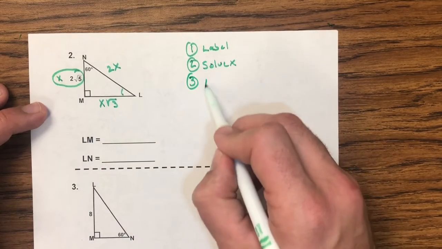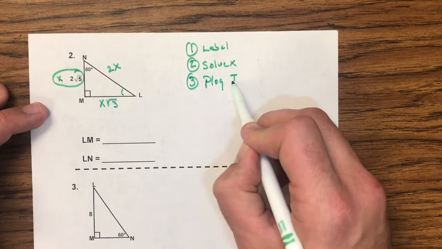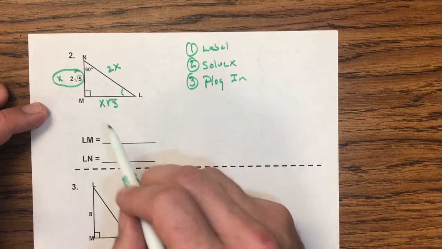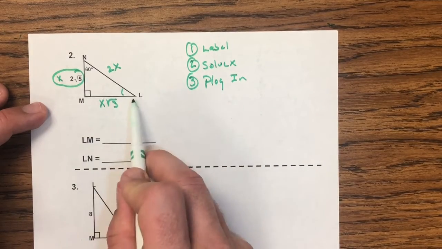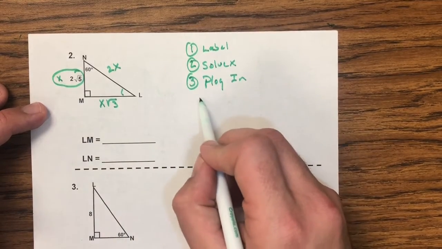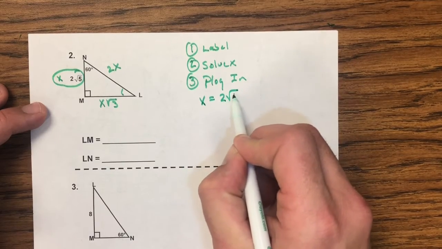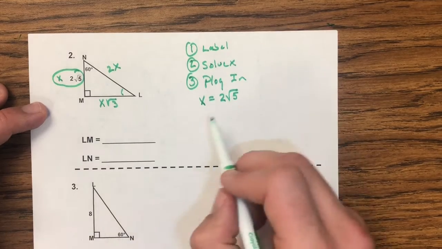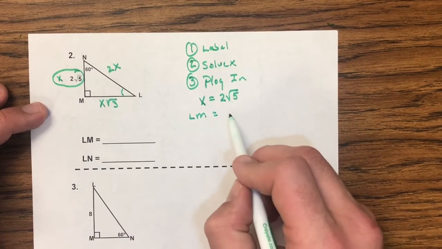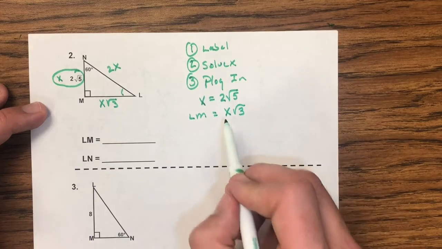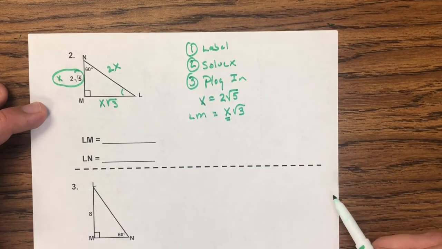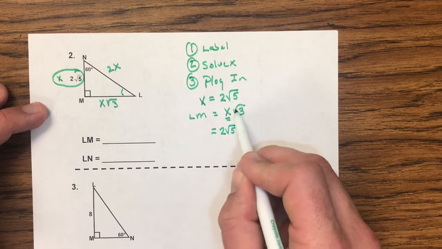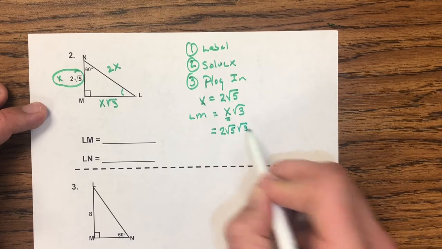So the third step, when we go to plug in, opposite over here, so let's go right here, LM, this side here. X is going to equal 2 square root of 5. We know that because of what's paired up right here. LM is x square root of 3. We need x to be substituted in right there. The value for x is 2 square root of 5. We still have that square root of 3.